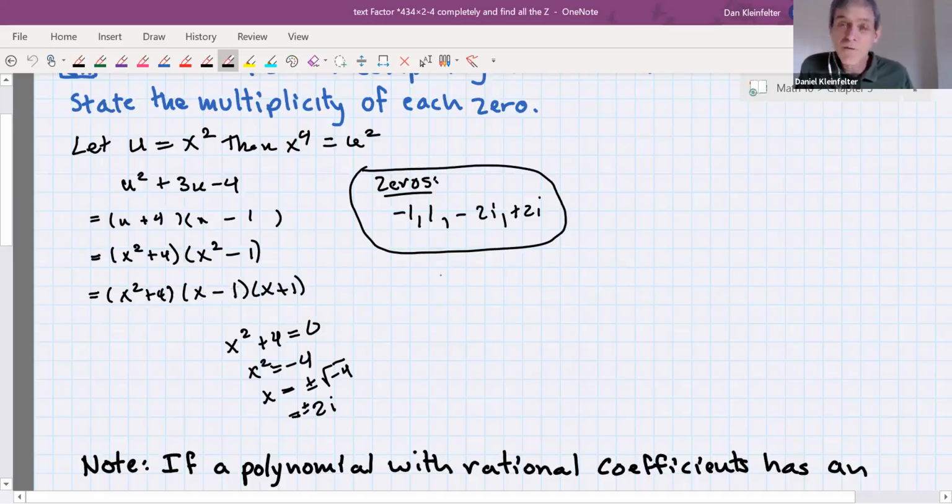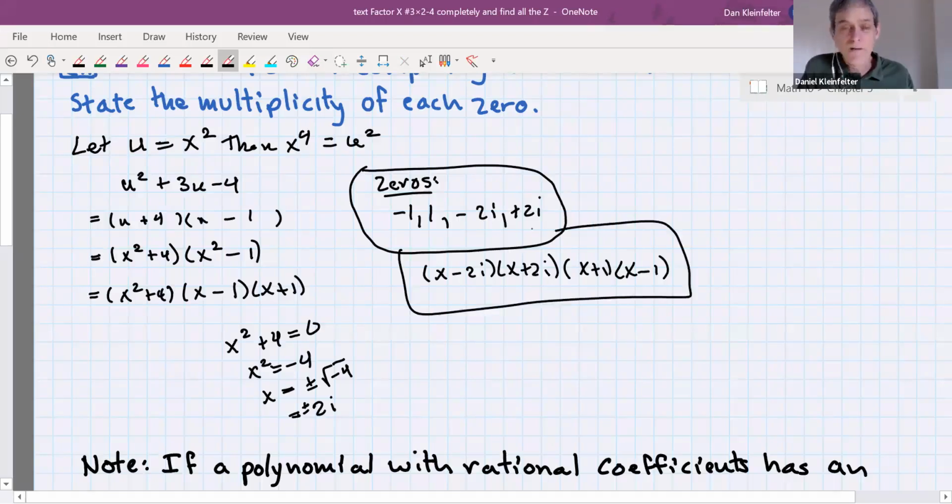real numbers. If we wanted to factor it using complex numbers, we could write that as x minus 2i, x plus 2i, x plus 1, x minus 1. Okay, and that would give us our full factorization in terms of linear factors.